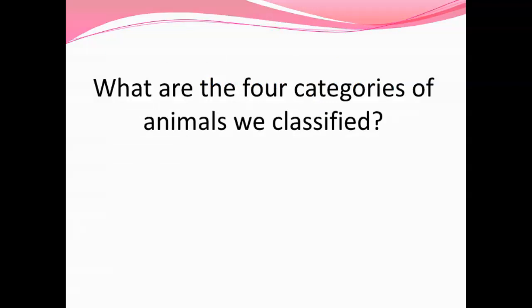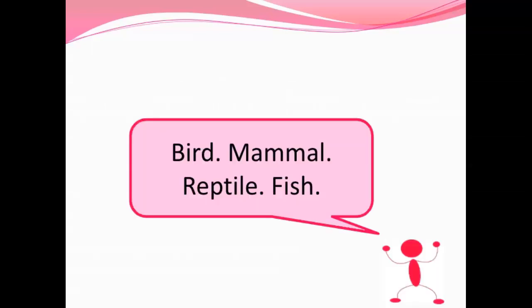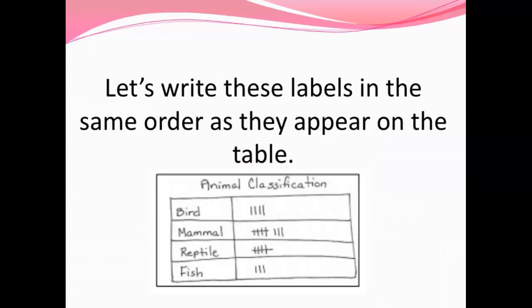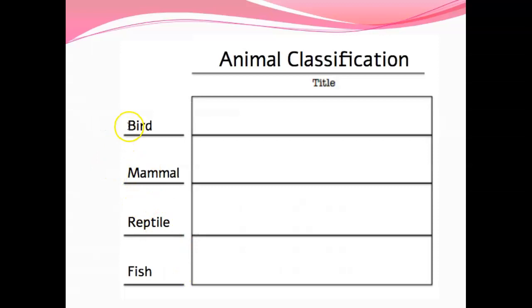All right, what are the 4 categories of the animals we classified? So thinking back to your tally chart yesterday, what were the 4 different categories? We're going to use those same ones today. They were bird, mammal, reptile, and fish. So now I want you to remember our tally chart from yesterday, and please write these labels in the same order that they appear on this table. So bird, mammal, reptile, fish. Pause right here and add your categories to your picture graph. When you're ready, press play.